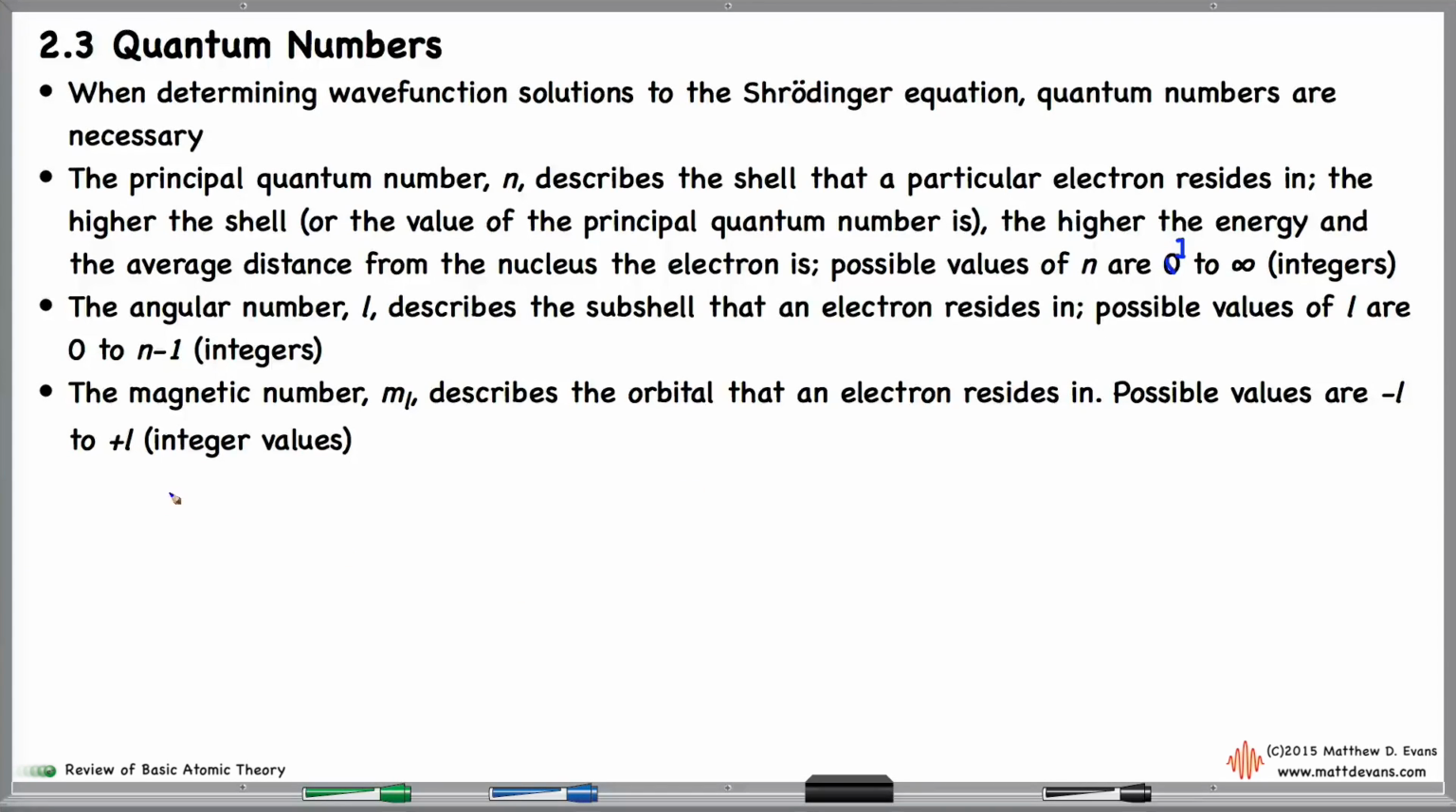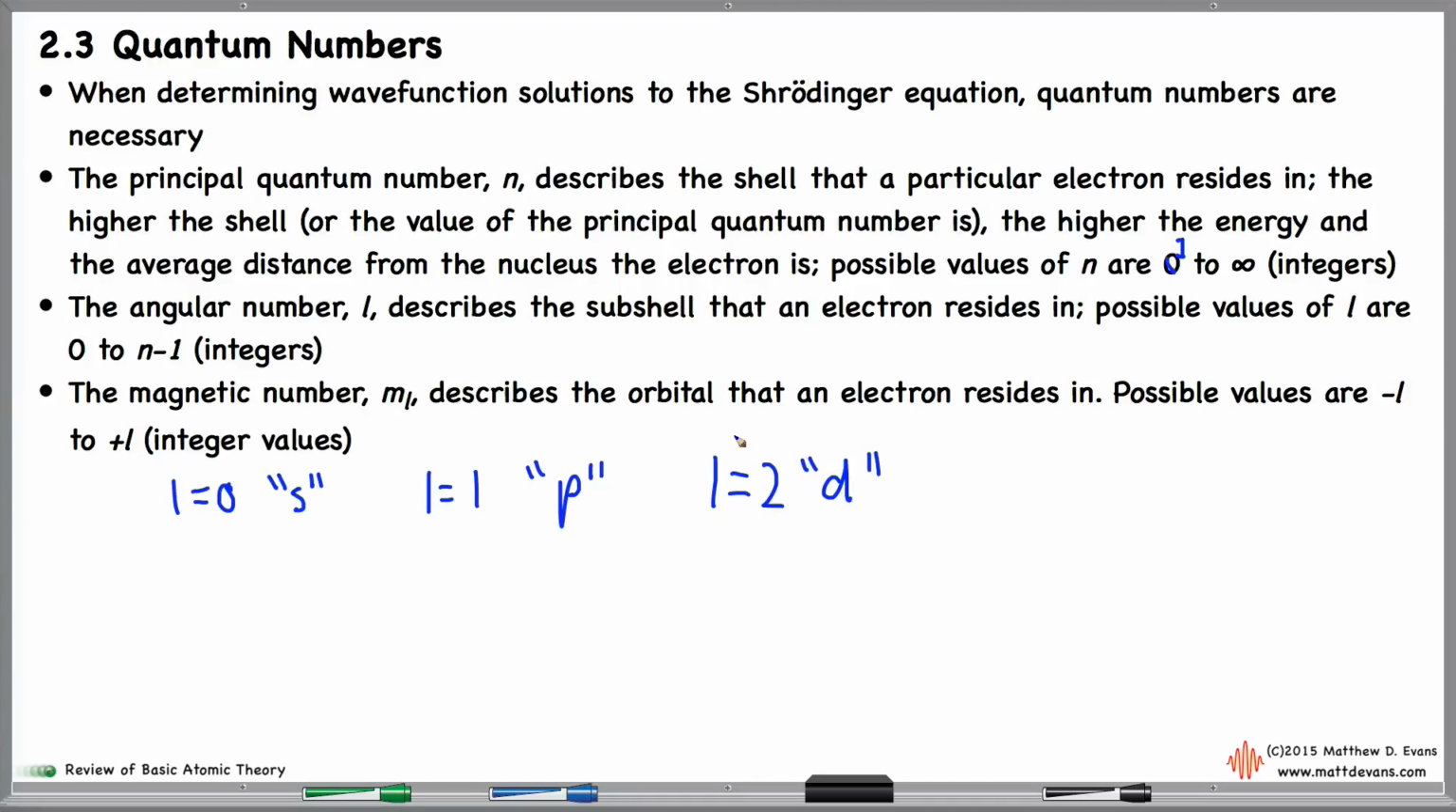So let me just kind of write some of these out here. L equals 0 is always what we call an S subshell. L equals 1 is always what we call a P subshell. L equals 2 equals a D, and so on and so forth. So that's how L works. So L is, like I said, associated with the subshells. So depending on what the value of L is, that's the subshell we're talking about.